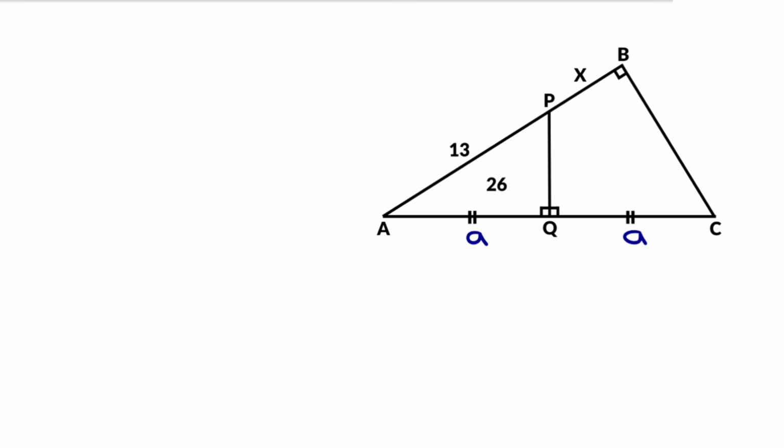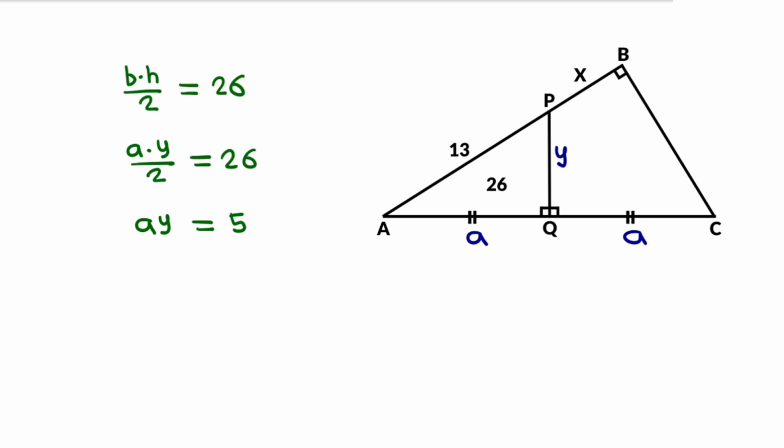Let's begin with the area information. Triangle AQP is a right triangle. Its base is A. Let's call its height PQ Y. Using the area formula, base times height divided by 2 equals 26. So, A times Y over 2 equals 26. Multiply both sides by 2, and we get A times Y equals 52. That equation is going to become very important later.